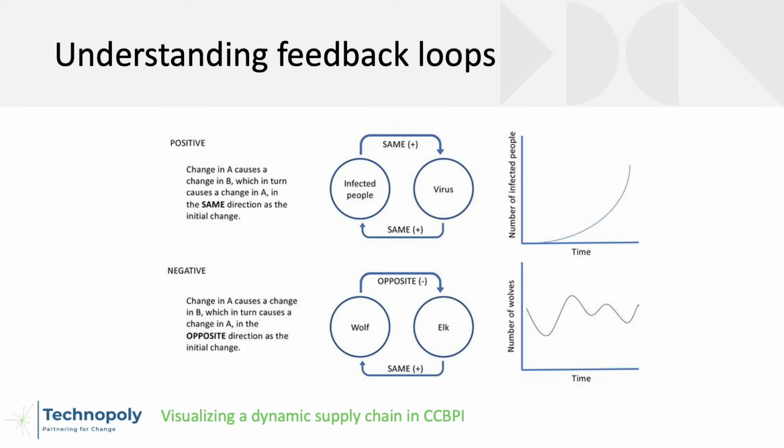These two feedback loops form the fundamental understanding of what feedback loops are in our systems. We talked about a positive feedback loop, where a change in a variable A causes a change in a variable B, which in turn causes a change in A in the same direction. So that means that as the number of infected people increases, the other value would also increase.